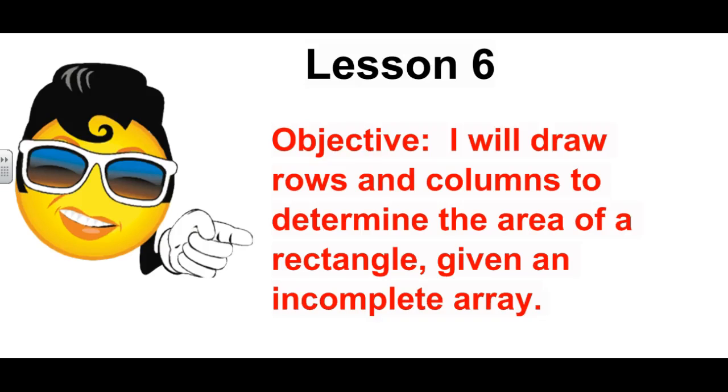Your objective for lesson 6 is: I will draw rows and columns to determine the area of a rectangle given an incomplete array. So we're going to work with rectangles today, and they're going to have some rows and some columns already for you, but some of it's going to be incomplete. So you'll have to finish drawing the rows and the columns to help you figure out what the area is.